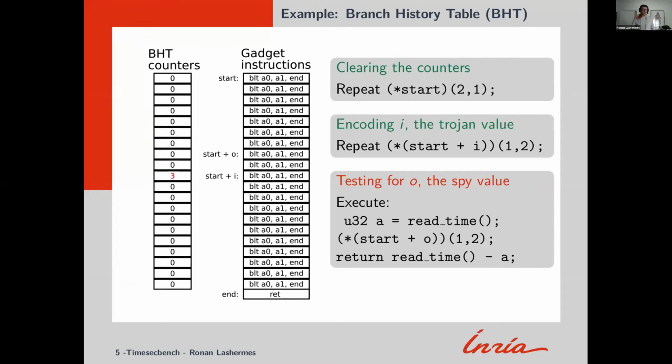The spy tests the counter for a given value O by selecting the corresponding branch and trying it with the taken condition. If I and O are different, you are taking the branch for a BHT counter assuming not taken, so it will be slow. But if O is equal to I, then you are using a taken branch assuming a taken branch, so the BHT is working properly and you have a fast branch.